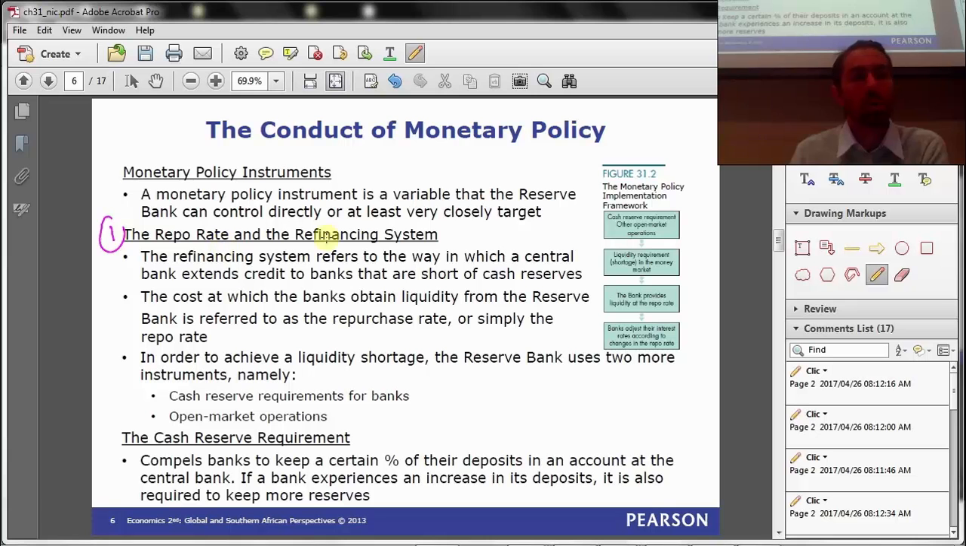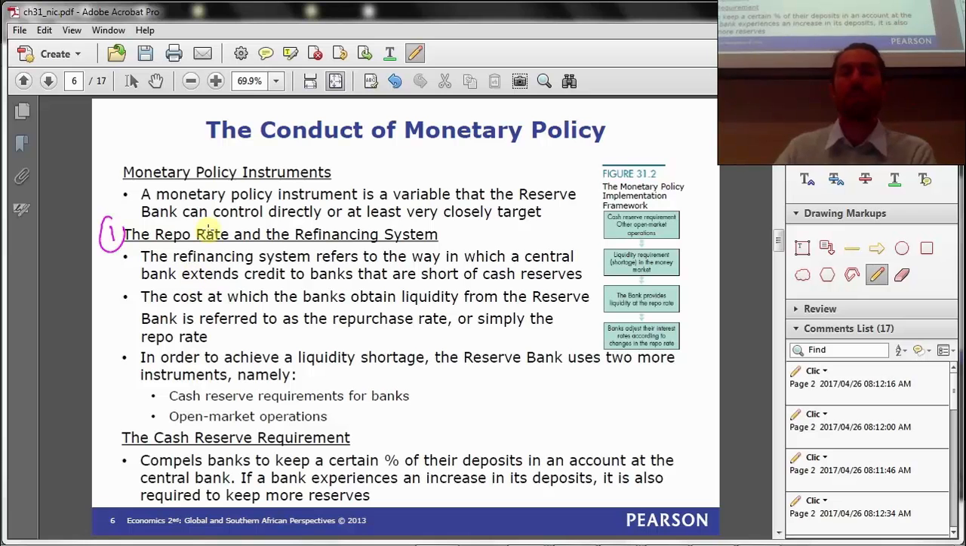The repo rate works through the refinancing system. In other words, the refinancing system refers to the way in which a central bank extends credit to commercial banks that are short of cash reserves. The repo rate is the cost at which the bank obtains liquidity from the Reserve Bank. It's referred to as the repurchase rate or the repo rate. In order to address a liquidity shortage, the Reserve Bank uses 2 or more instruments, usually the repo rate and either cash reserve requirements or open market operations.